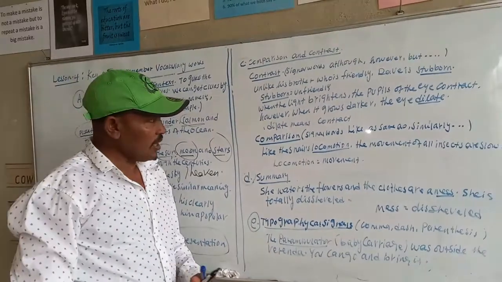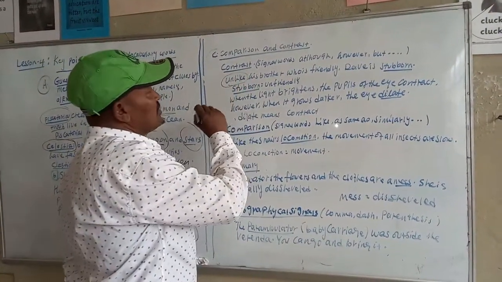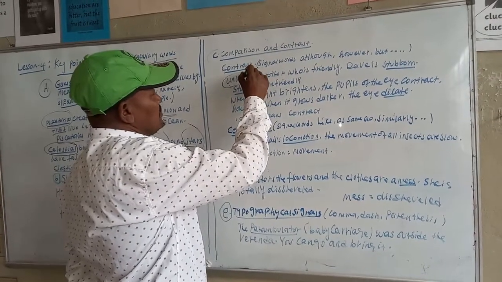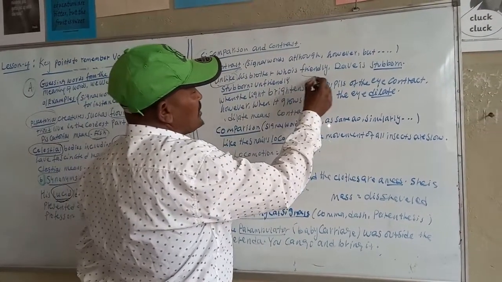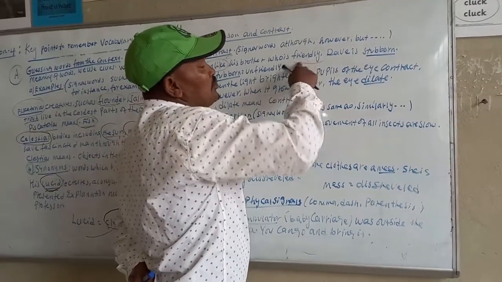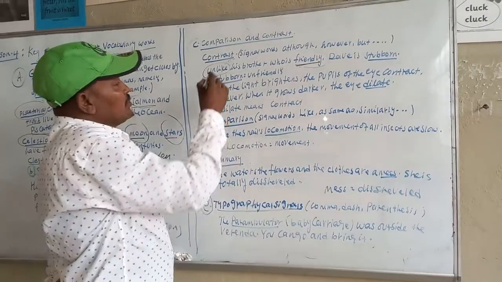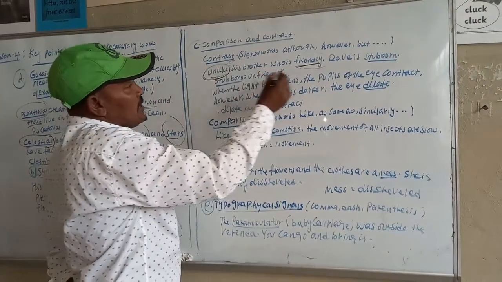Look here. Unlike his brother, who is friendly, this conjunction is a signal word which is a contrast word. It means unlike his brother, who is friendly. So the second word's meaning is opposite to the first one, friendly. Simply we can say that.